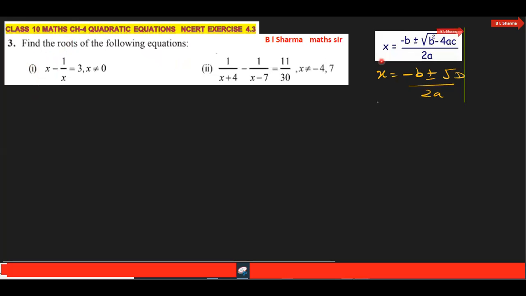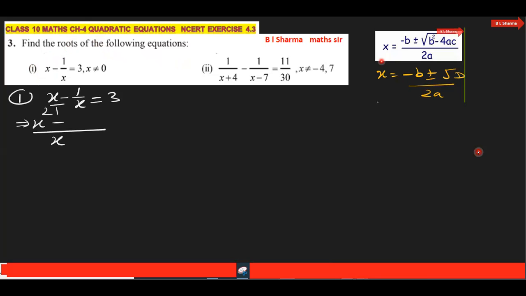Question number 3. Find the roots of the following equation. So first part is x minus 1 upon x is equal to 3. Taking LCM x, पहले हम इसको quadratic form में लिखेंगे.